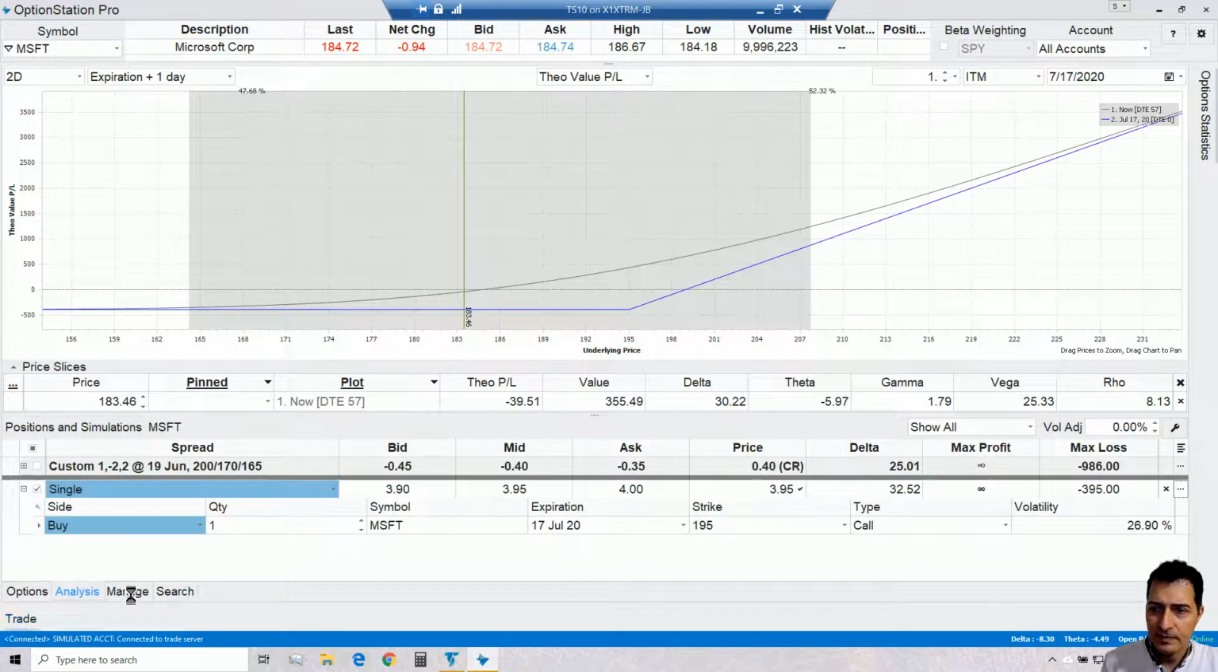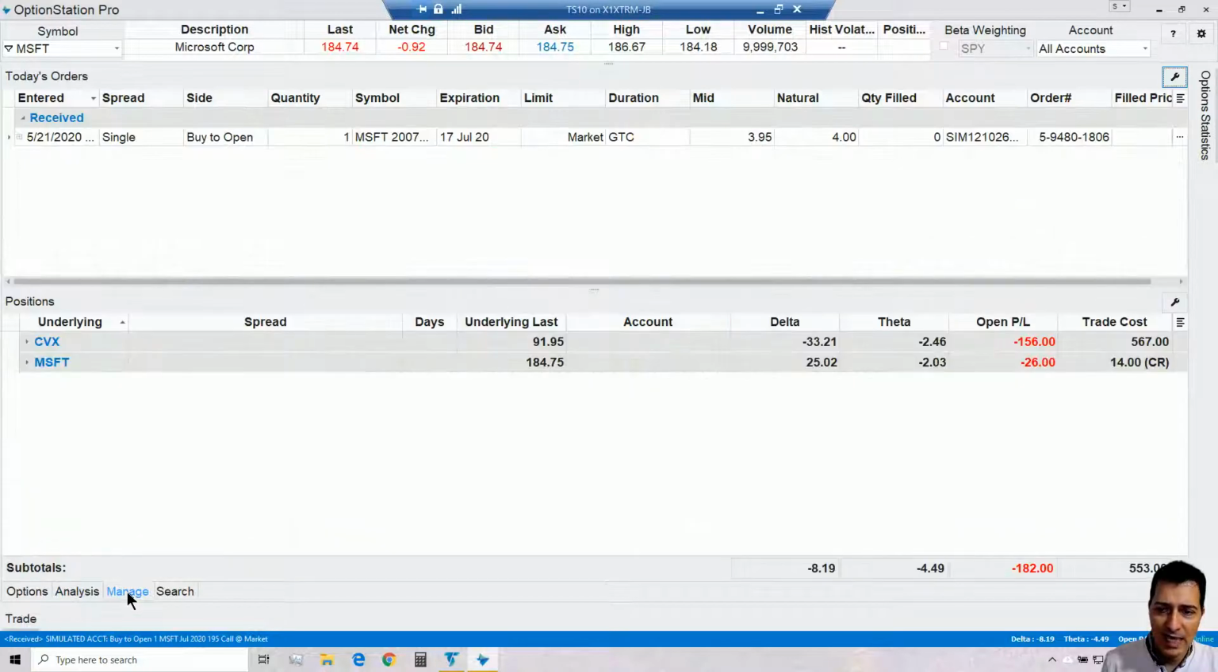And now if I move to my manage tab, okay, you can see now I got my Microsoft order right here. Okay, so the order is waiting to get filled. This is a receive order. Below is the position. So below is the orders that got filled.